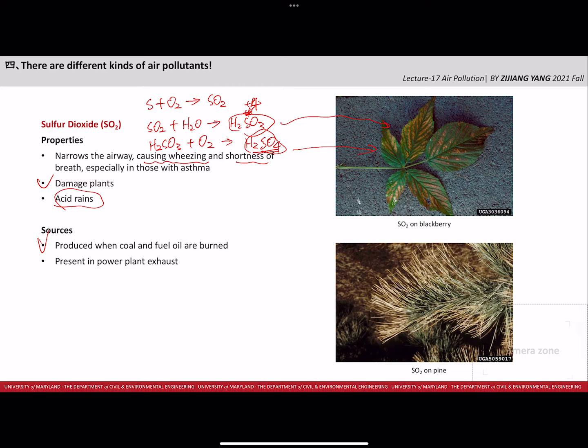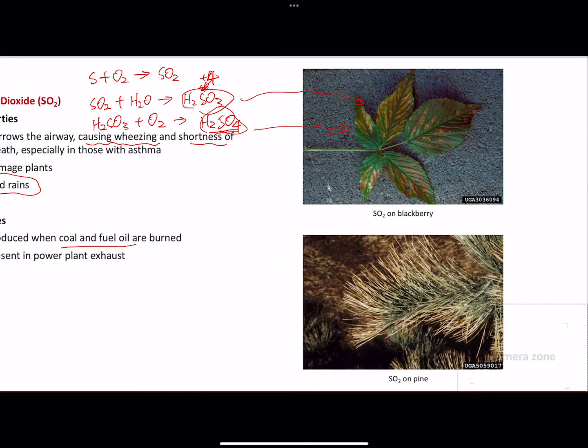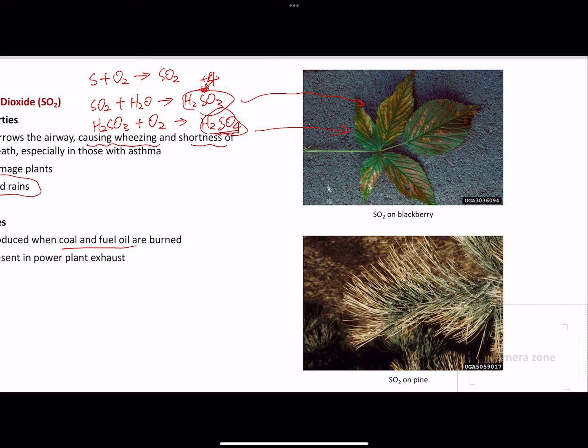And the sources: it is produced when the coal and the fuel oils are burned, and it is usually present in the power plant exhaust. And on the right side, it shows the adverse effect on some of the plants. And I think this is obvious. I think this is interesting because we know that this is a pine tree. The pine tree is still green in winter. But when I was young, I saw the pine tree become yellow and thought the fall had come, but actually it doesn't make sense because it should always be green. So if we see the pine tree become yellow, it means it was damaged. It doesn't mean the fall comes.